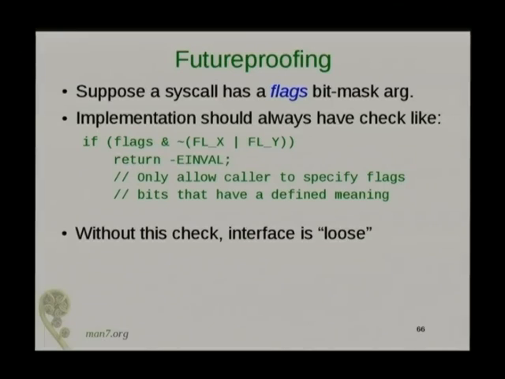If a system call has a flags argument, then the implementation of that system call should always have a check like this: if flags and the complement of what's possible, if any other bit is set other than the flags I know about, give an error. Okay, and the point then is that if you add new bits with new functionality later, then user space can easily tell what is possible, because if they make a call that specifies the new flag on an old kernel, and they get back an EINVAL error, they know, oh, this is an old kernel that doesn't have this functionality that I want.